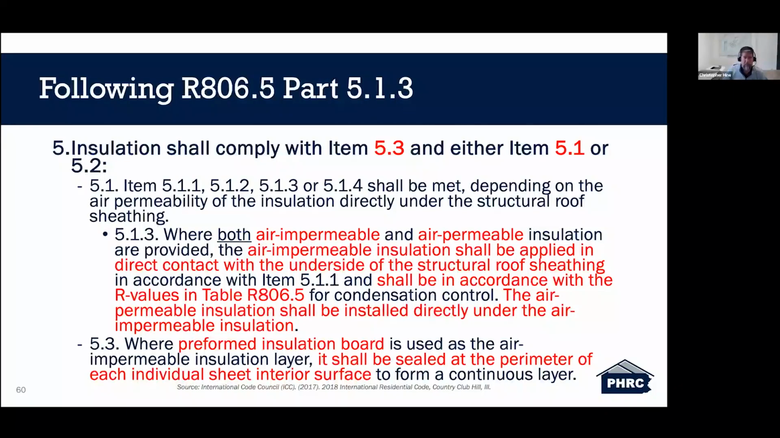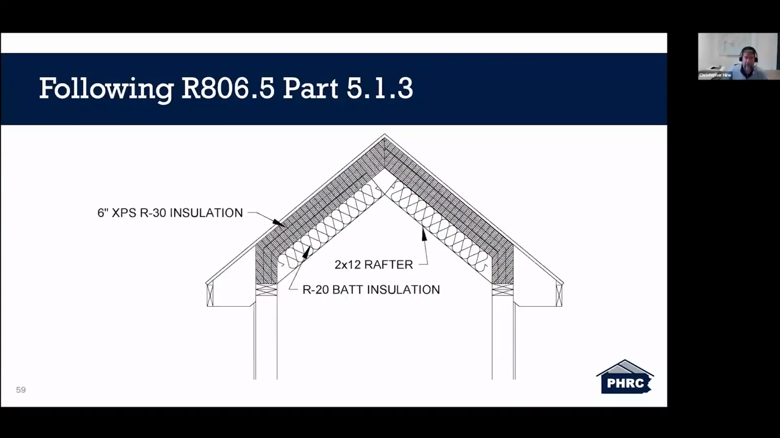But we also have to look at 5.1.3, which states that where both air impermeable and air permeable insulation are provided, the air impermeable insulation shall be applied in direct contact with the underside of the roof structural sheathing, which my example showed. The rigid board is installed to the underside of the roof structural sheathing, and shall be in accordance with the R values in table 806.5, which I'm going to look at. And the air permeable insulation shall be installed in direct contact underneath the air impermeable insulation. Again, that's what's being shown here in this example.